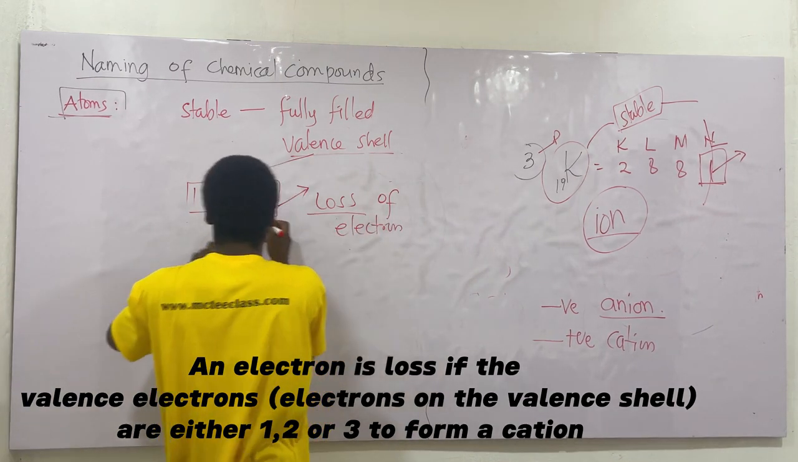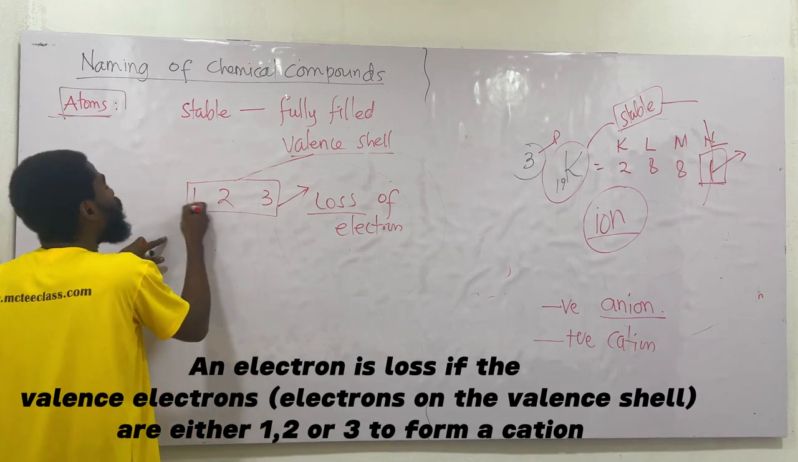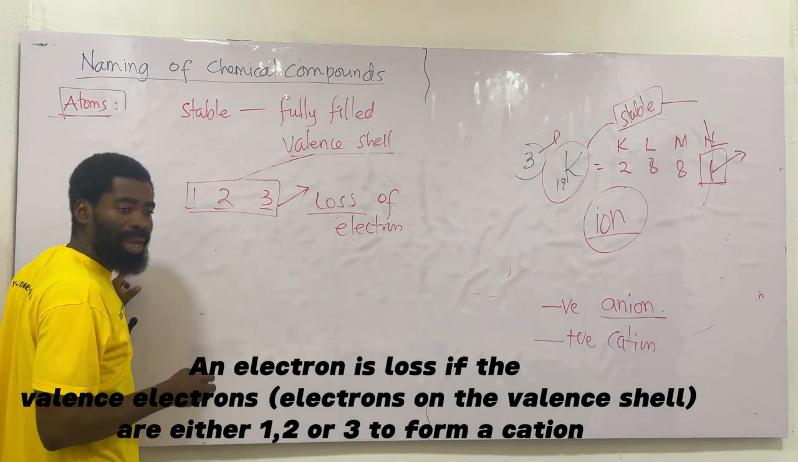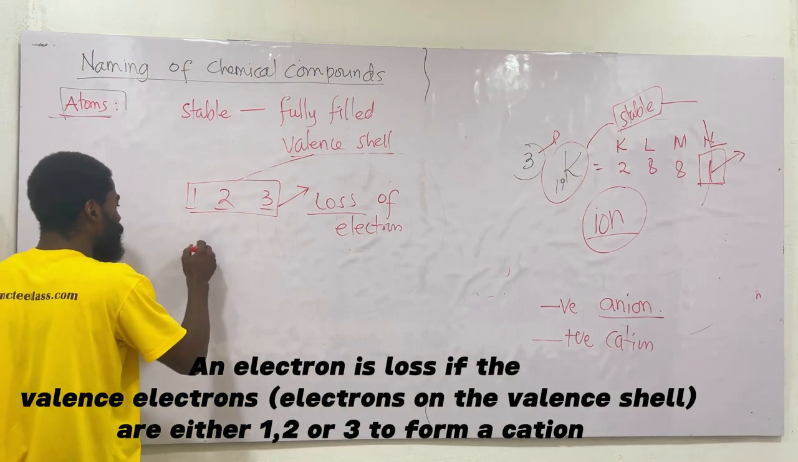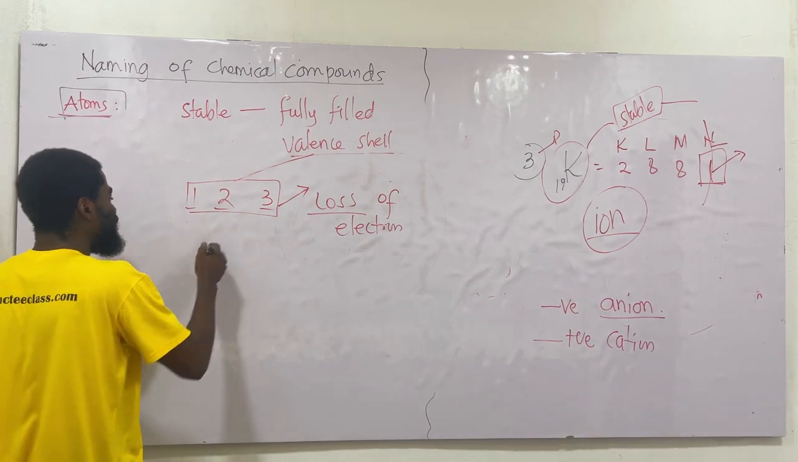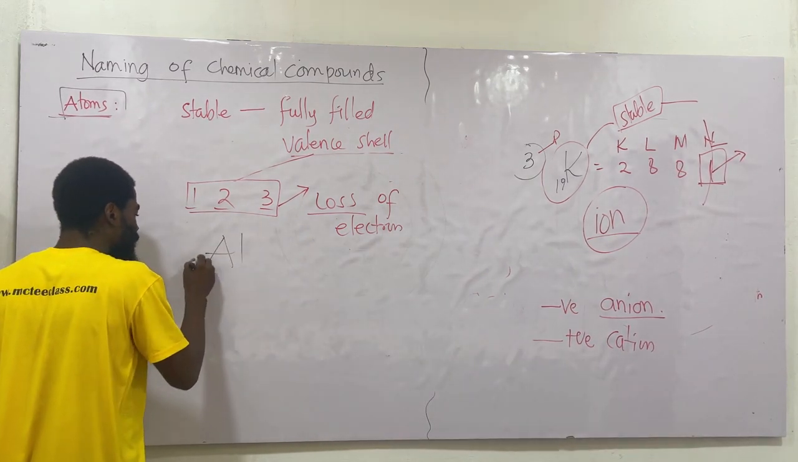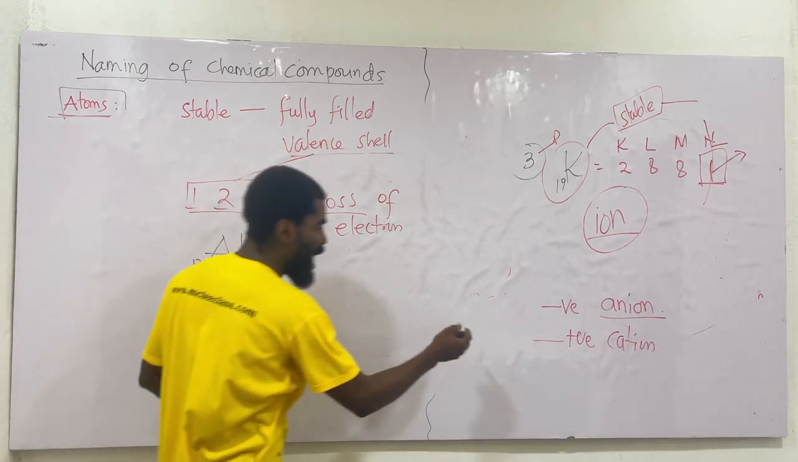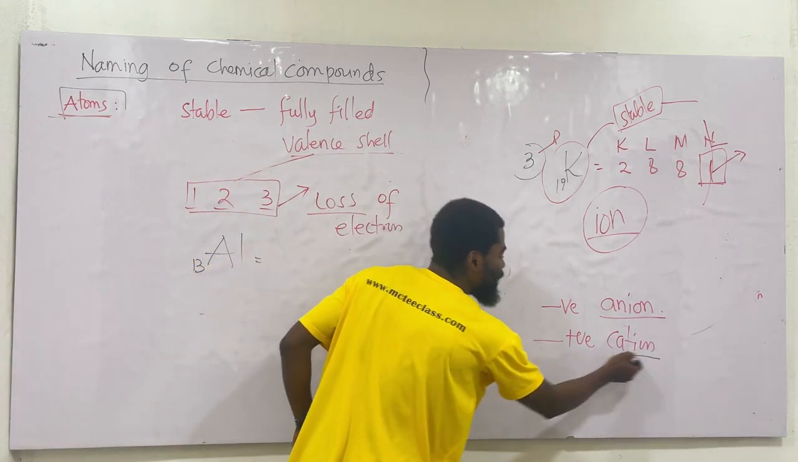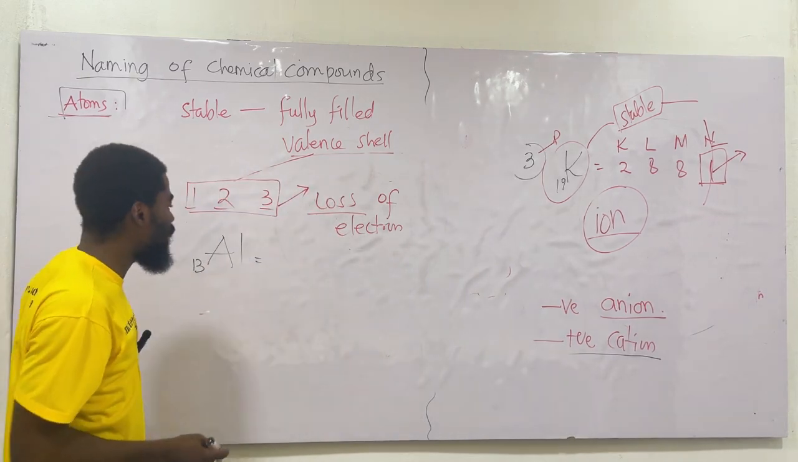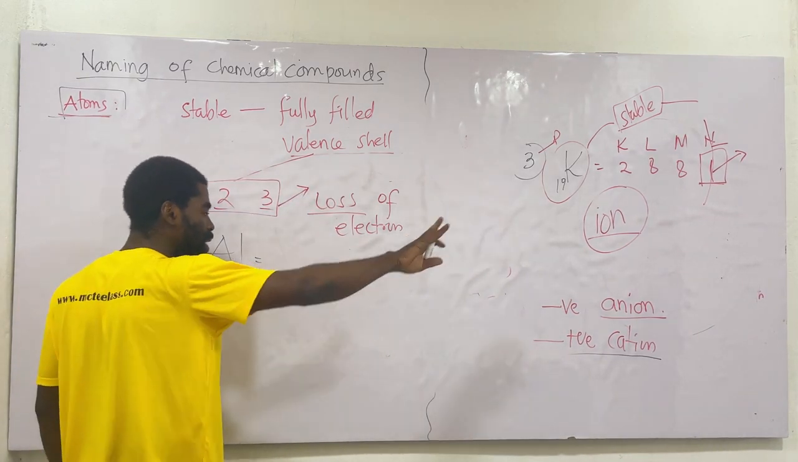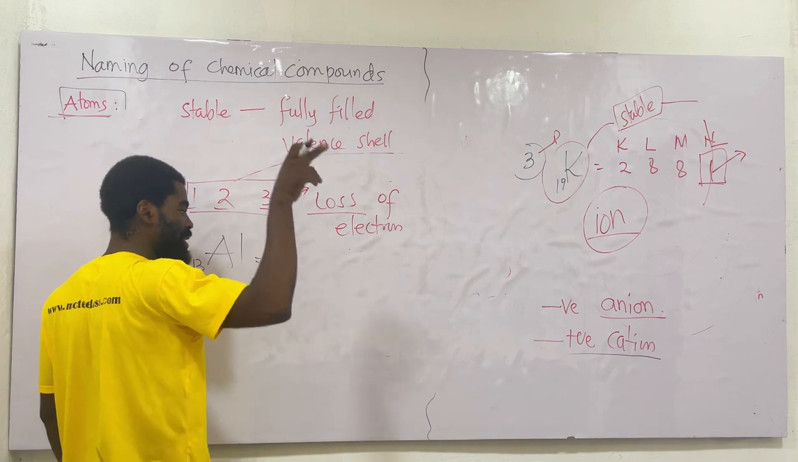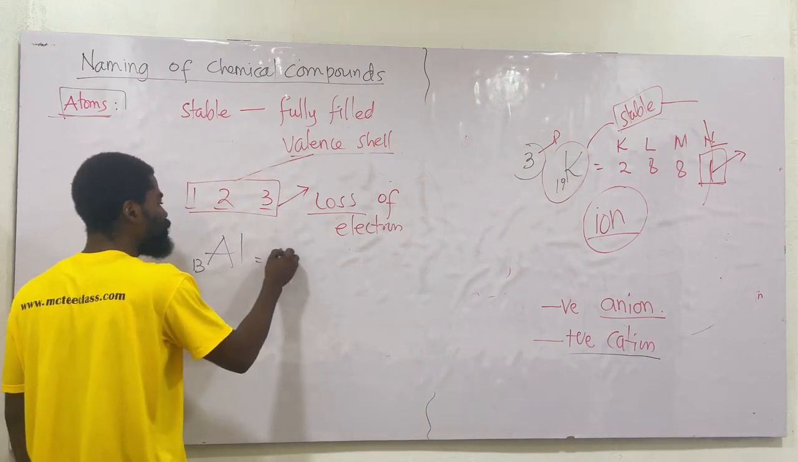So you lose the electron when your valence electrons are what? 1, 2, and 3. I hope you get it. Example, let's take aluminium, Al, and aluminium is number 13, Al13. Let's try the electronic configuration. When you give out electrons, you become a cation and you carry a plus sign. The number of electrons you give out, that is the plus for you. Good. So this gives me 2.